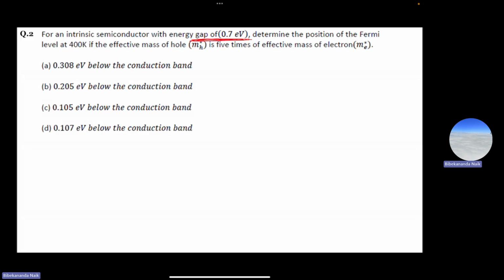But here the temperature is given as 400 K, and the effective mass of hole is 5 times the effective mass of electrons. So we know for intrinsic semiconductor the Fermi level is given by (EC plus EV) by 2, plus 3 by 4 kBT ln (mh star by me star).